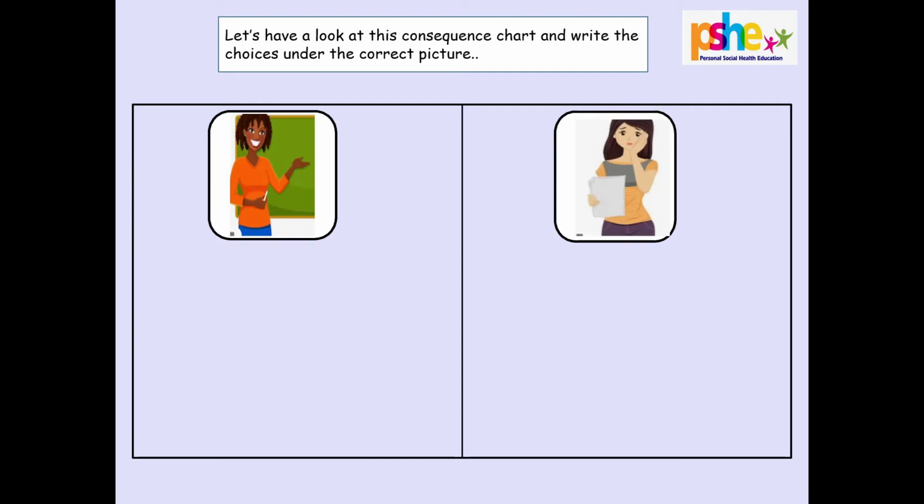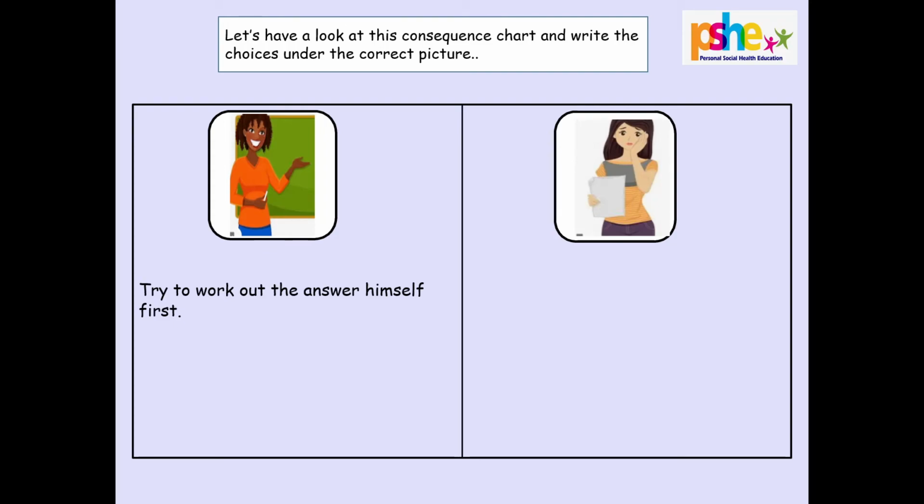The picture on the left is a happy teacher because the correct choices have been made and the outcome has been a good consequence. The teacher on the right is a bit unhappy because her children have made the bad choices, so therefore bad consequences have occurred and children haven't been able to complete their work. Let's have a look.